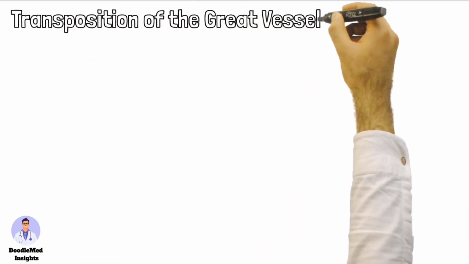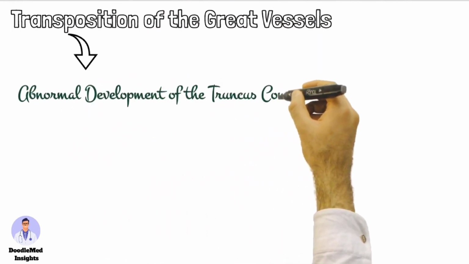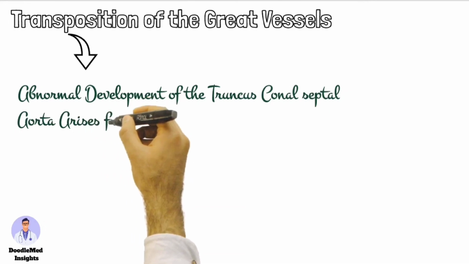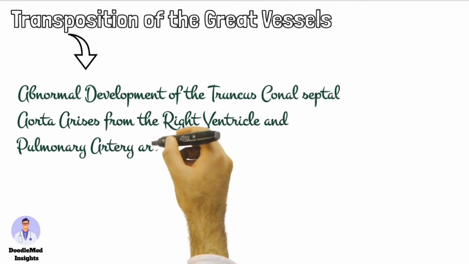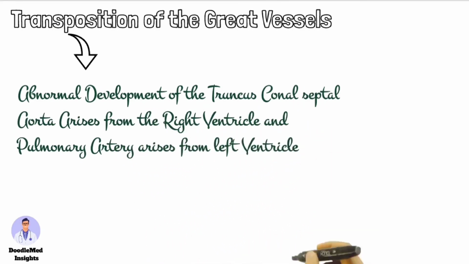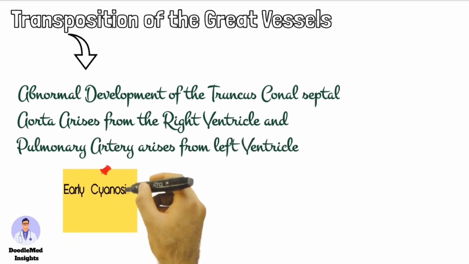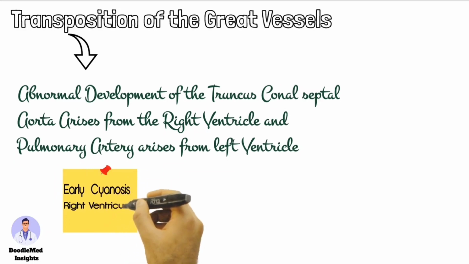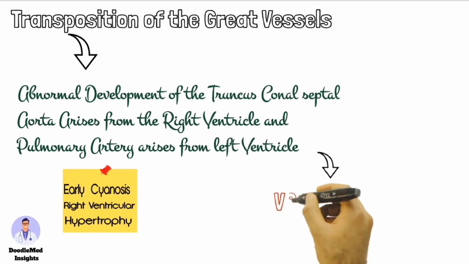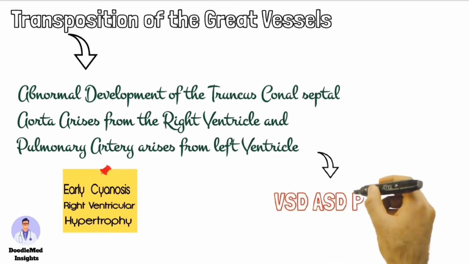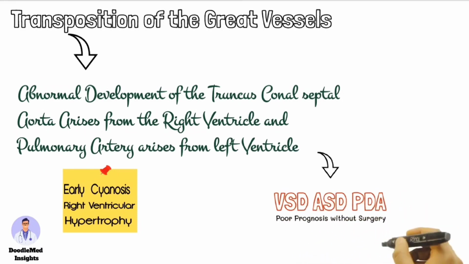Transposition of the great vessels is an abnormal development of the truncoconal septum, whereby the aorta arises from the right ventricle, and the pulmonary artery arises from the left ventricle. The risk is increased in infants of diabetic mothers. Affected babies develop early cyanosis and right ventricular hypertrophy. To survive, infants must have mixing of blood by a ventricular septal defect, atrial septal defect, or patent ductus arteriosus. The prognosis is poor without surgery.